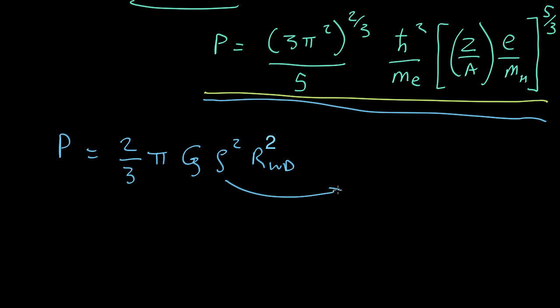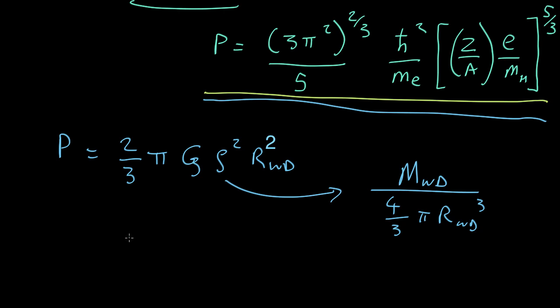Now we also know that the density is just the mass of the white dwarf divided by the volume, which is for a sphere 4/3 π r white dwarf cubed. So what we can do is substitute this into here. That gets us the pressure in the middle of a white dwarf, and set it equal to the quantum mechanical pressure. And from that we can deduce what the radius of the white dwarf actually is. And I'll leave that as an exercise for you. It's fairly straightforward, though a bit algebraically complicated.